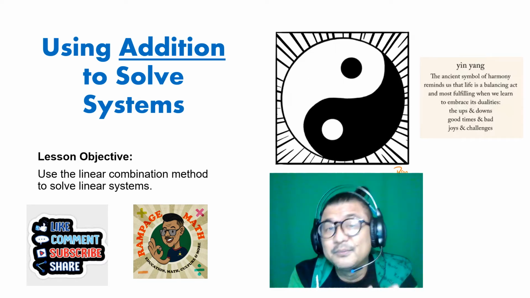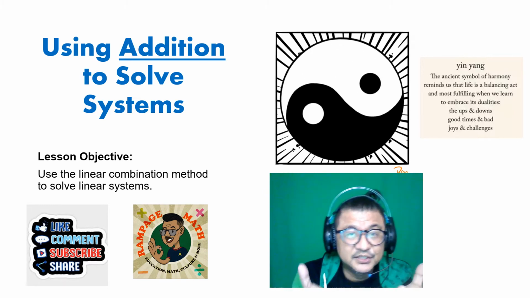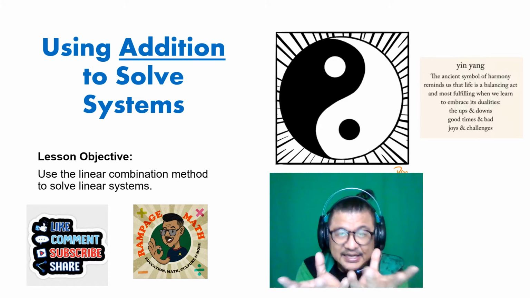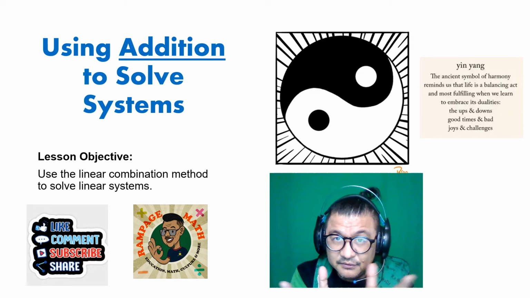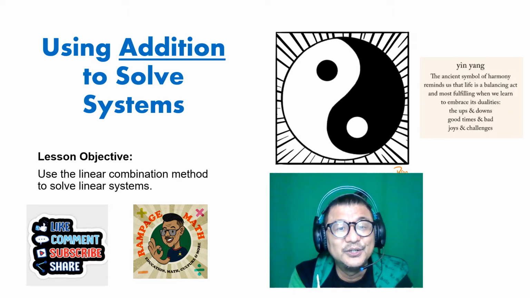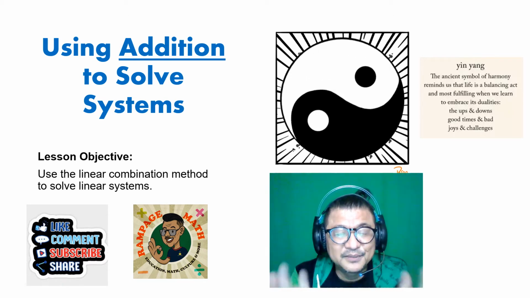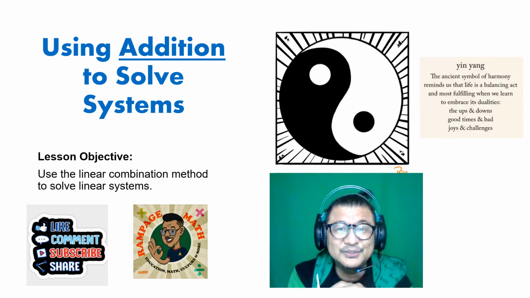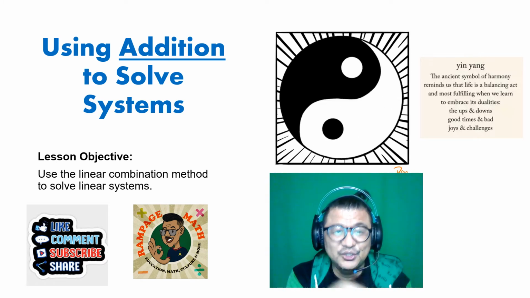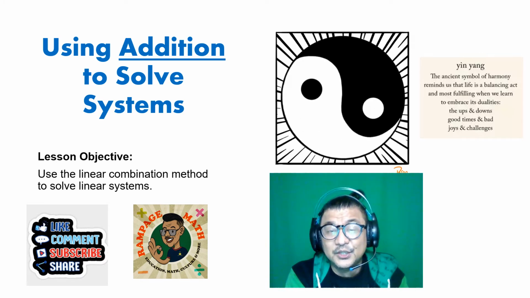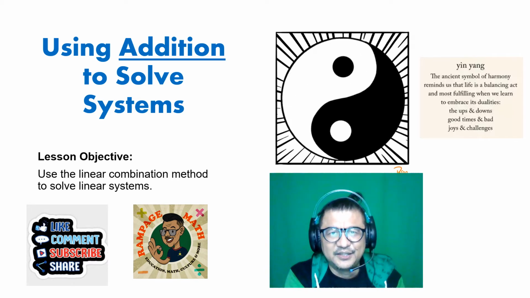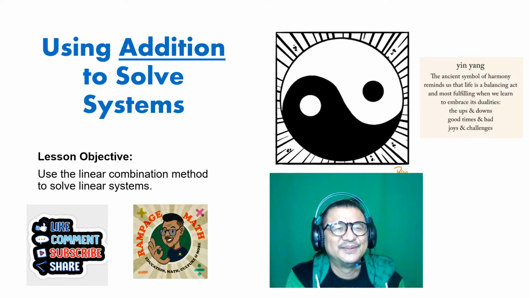Now, same thing with math. There are the negatives and the positives. You add them together. If they're exactly the same, the positive and the negative could go down to zero, right? And it eliminates something, and we're going to use that idea in solving systems of equations using addition. Are you ready? Here we go.